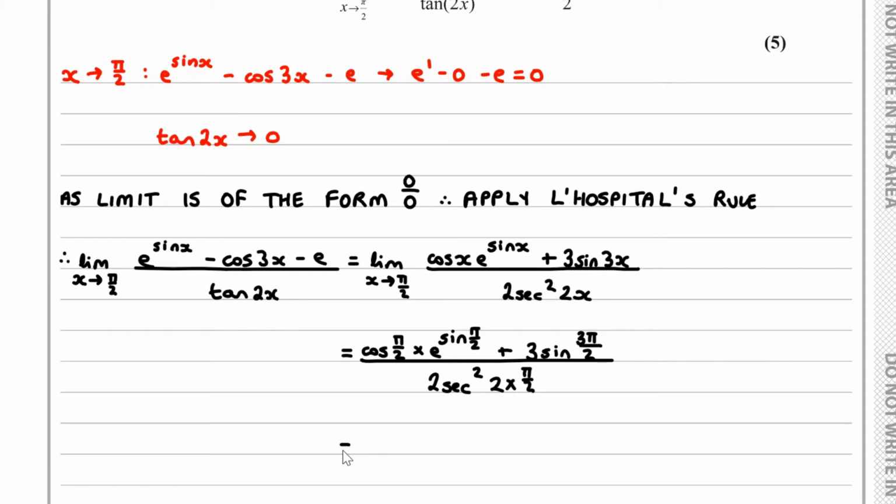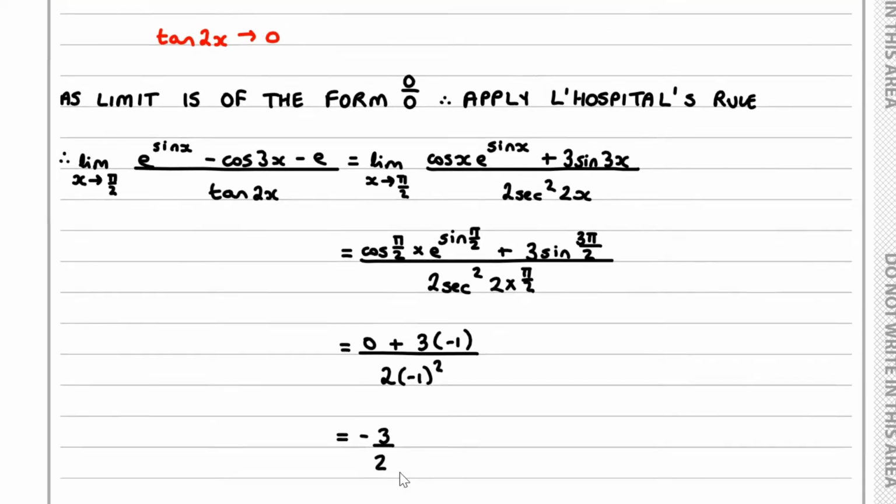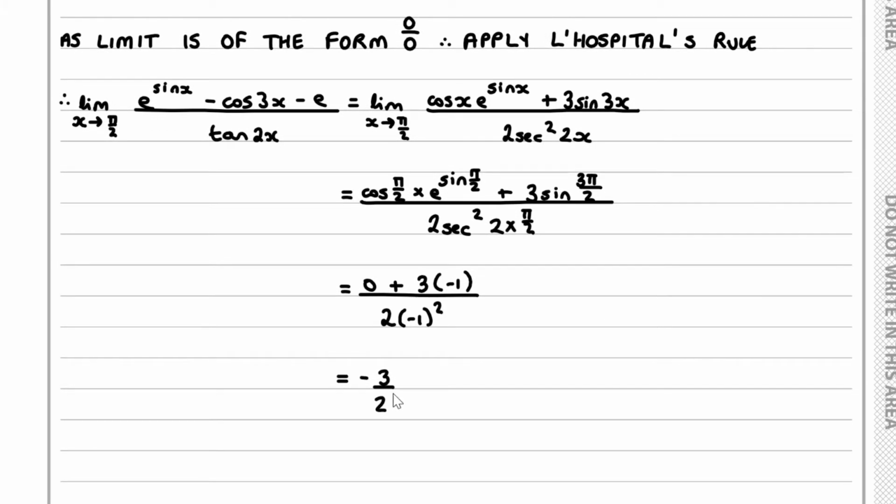So on the top we have this term, which is 0, this term, which is 3 lots of -1, and on the bottom we've got 2 lots of sec squared of pi, which is -1 squared. And therefore what you can see, we do indeed end up with -3/2, and therefore the limit is equal to -3/2.